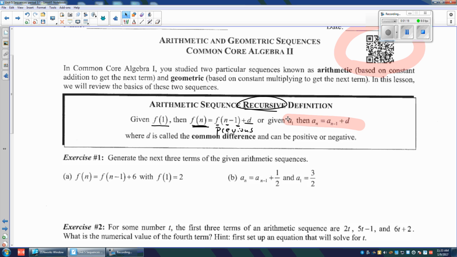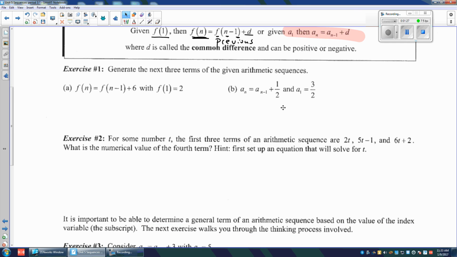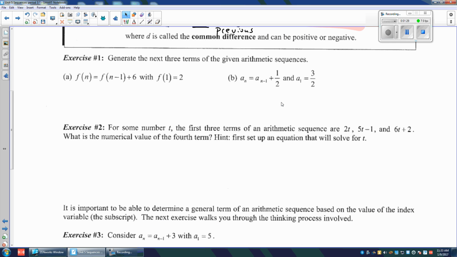Okay, notice the a sub n minus 1 and f of n minus 1. Where d is called the common difference, can be positive or negative. Okay, so generate the next three terms of this given arithmetic sequence. When we examine it, my first number is 2. So let's get the next three terms.